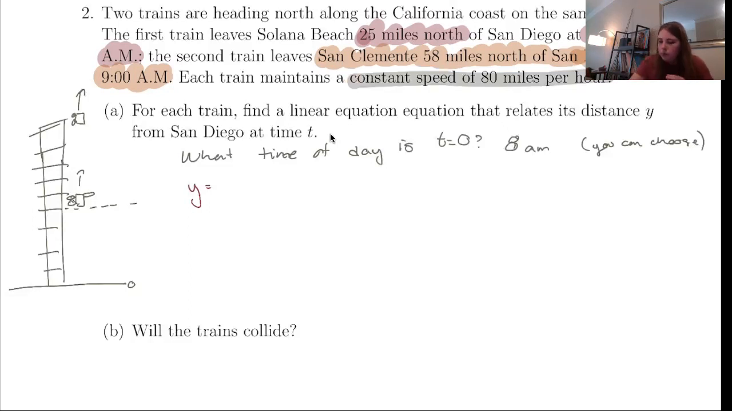So for our first train that starts 25 miles north at 8 a.m., how can we find an equation for that one, for train 1?